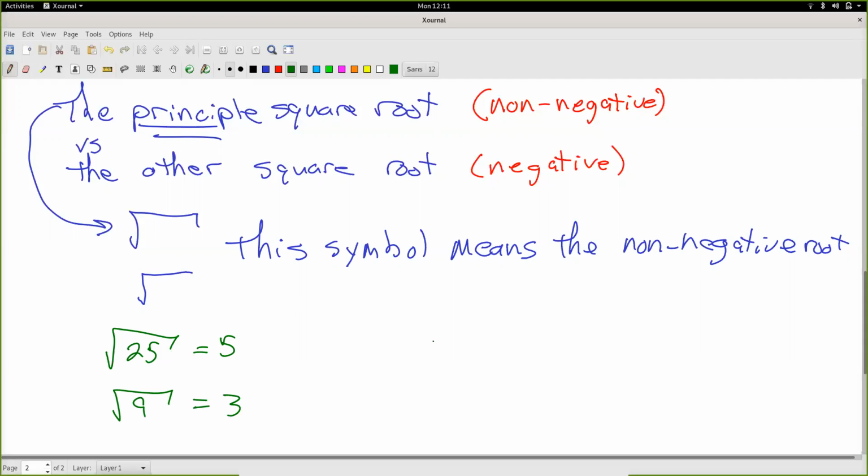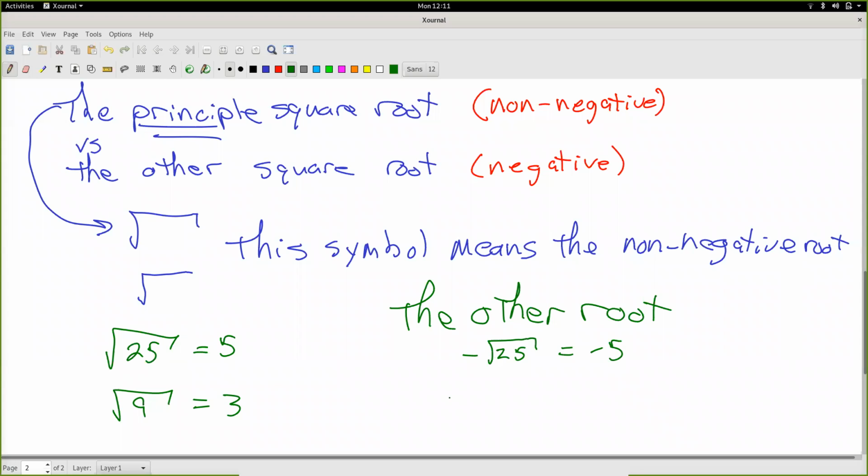If I want the other root, not the principal one, then the only way to make that happen is just to put a negative in front of the root. So the other root of 25 would be written negative square root of 25, which means first take the square root and then apply the negative. So that'd be negative 5.